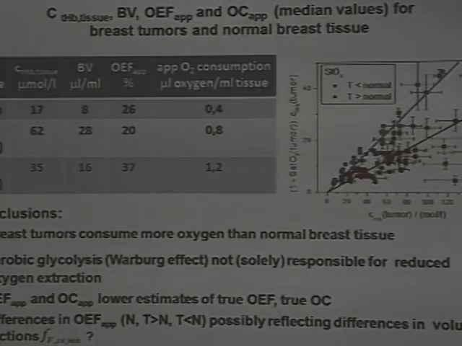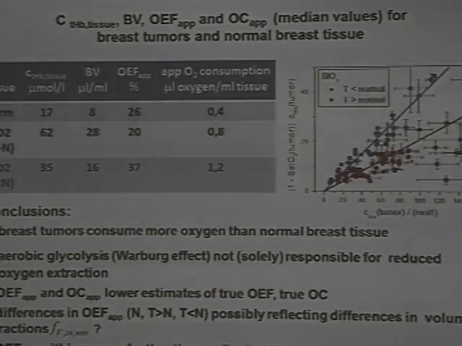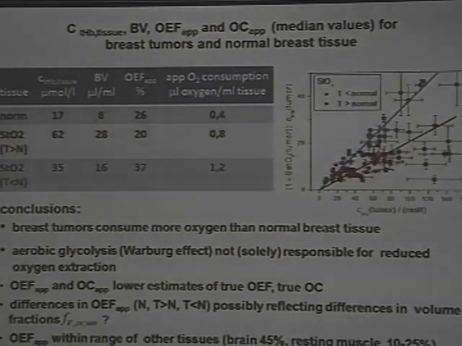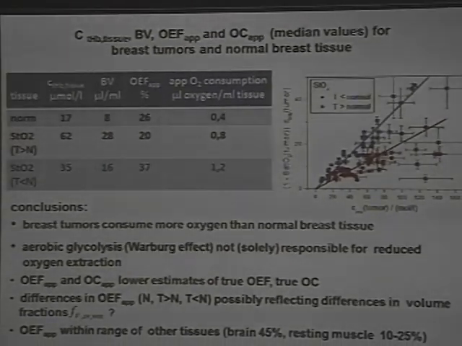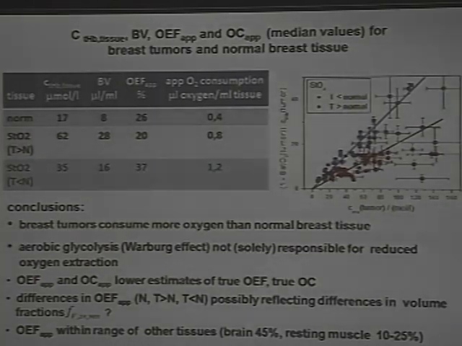Here I give you the summary of our measurements on total hemoglobin concentration, blood volume, apparent oxygen extraction, and oxygen consumption. Let's go to the blood volume.